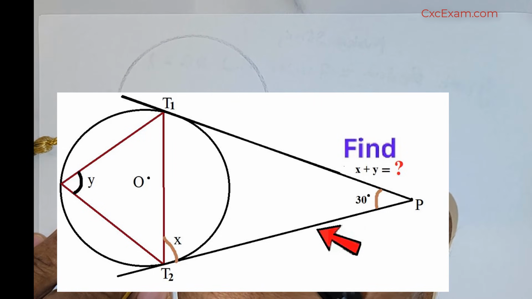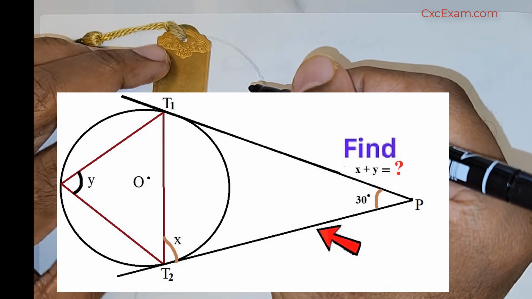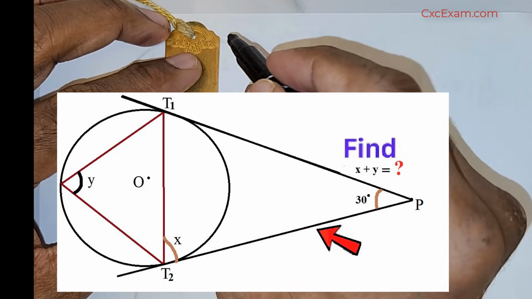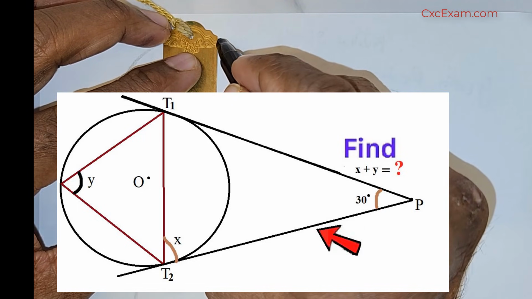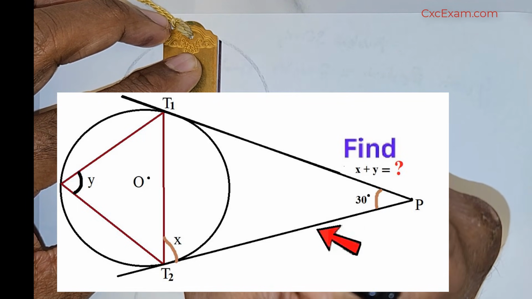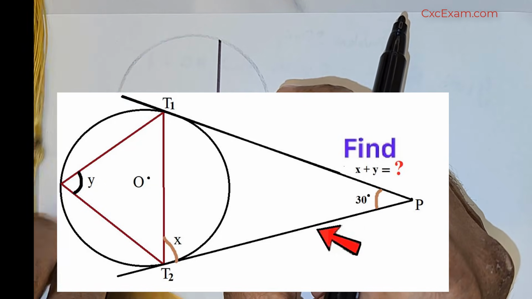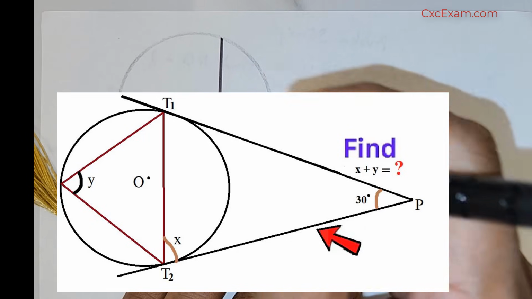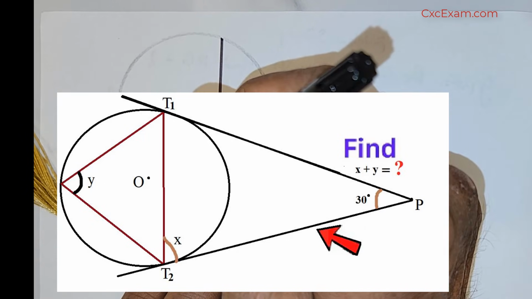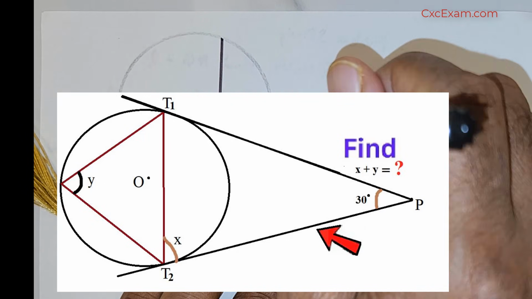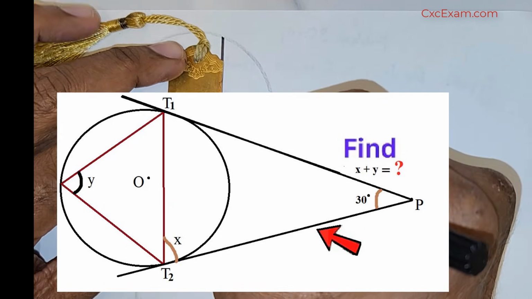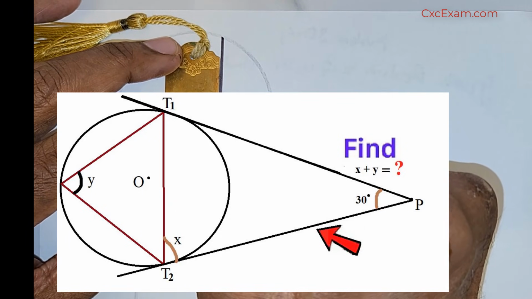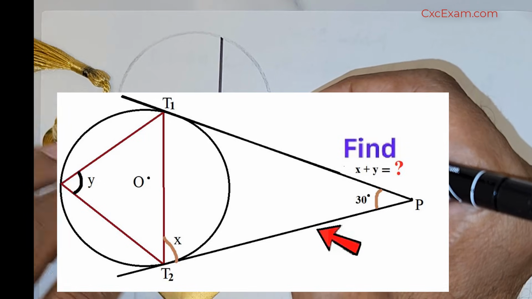This can be a little bit intimidating. Now we have a chord that is being dropped, and exactly at this point there is a tangent. So the chord is making a point of contact.